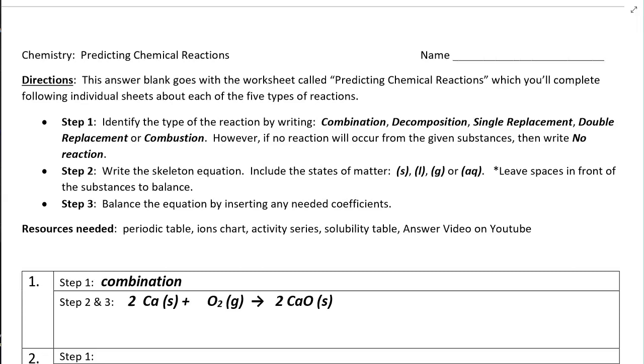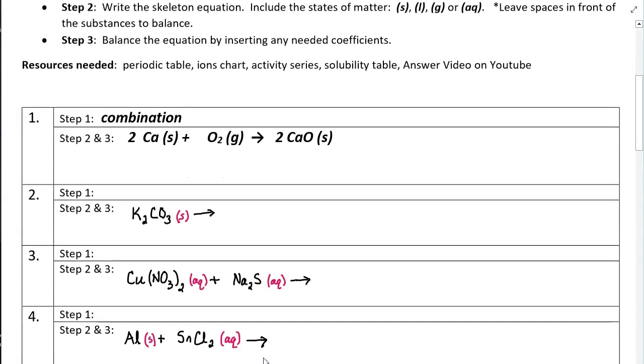Here is the solution guide for the worksheet about predicting chemical reactions. You can see that there's a step 1, step 2, and step 3, and we'll do the questions in that order. Question number 1 has already been done as an example. On the separate worksheet that you then have to copy onto this answer blank, you'll notice the chemical reaction filled in where it says steps 2 and 3.